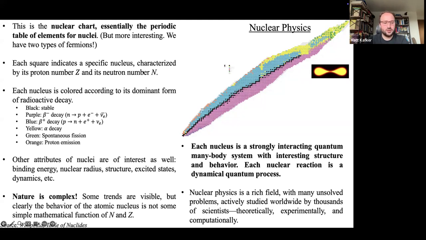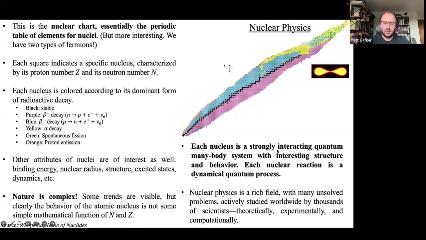Each nucleus is colored according to its form of radioactive decay. So we have beta decay, positron emission, alpha decay, fission, and so on. So there's all sorts of things that are interesting about nuclei in addition to how they decay. You can look at binding energy, the size of the nucleus, the structure, excited states, dynamics, etc. Hopefully what you can see from this diagram is that nature is complex. There are some overall trends that you can see from the diagram here, but it's not as if you just provide some simple mathematical function of N and Z and you can learn everything there is to know about nuclear physics. There's a lot going on here.